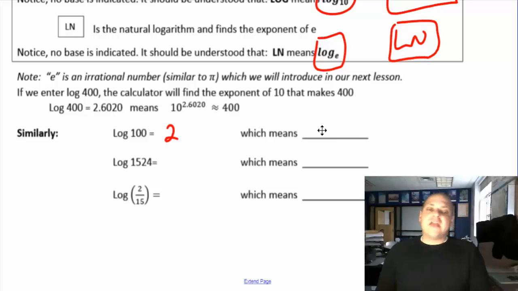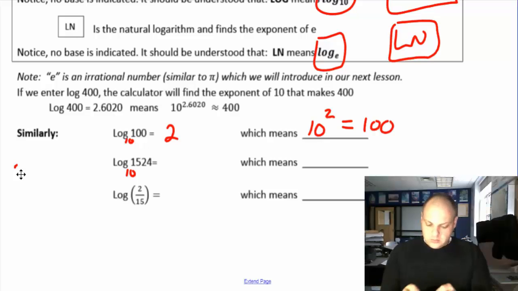Well, that means that 10 raised to the second is 100. Because the base is really 10. See here, see how it's LOG? That means base 10. So I'm going to type in now log 1524. And it's going to be some crazy decimal, okay?